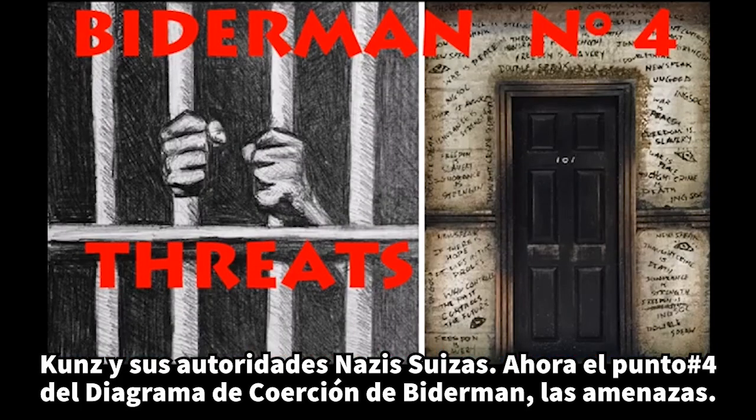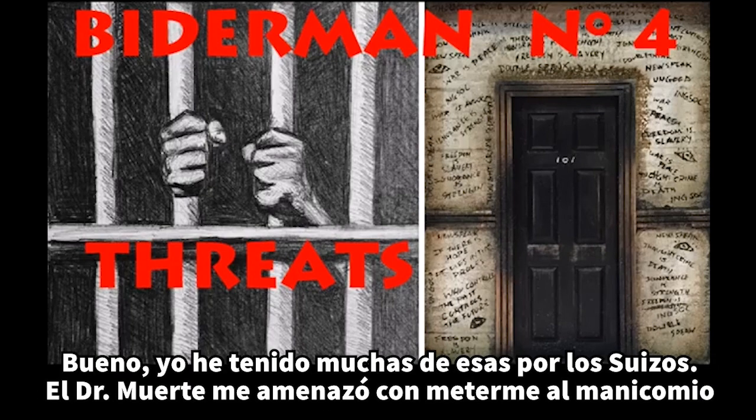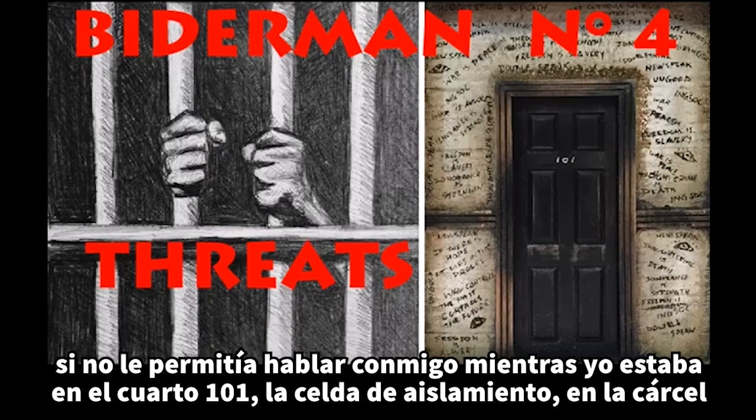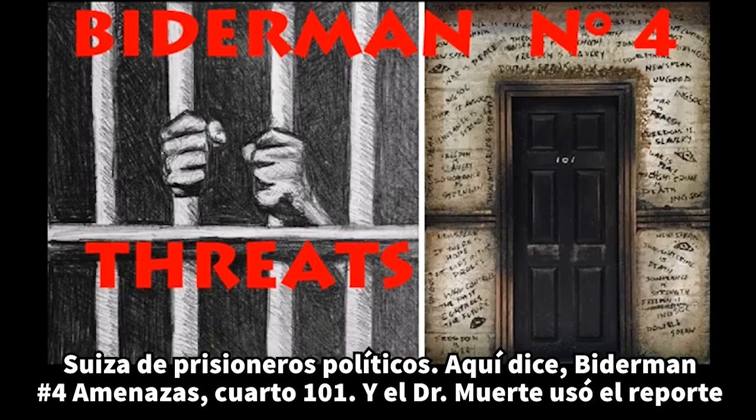Now, point number 4 on the Biderman's chart of coercion, the threats. Well, I got a lot of those by the Swissies. Dr. Death threatened to put me in the boogie house if I would not allow him to talk to me, while I was in room 101 isolation cell in the Swiss prison for political prisoners. So here it says Biderman number 4, the threats, room 101.